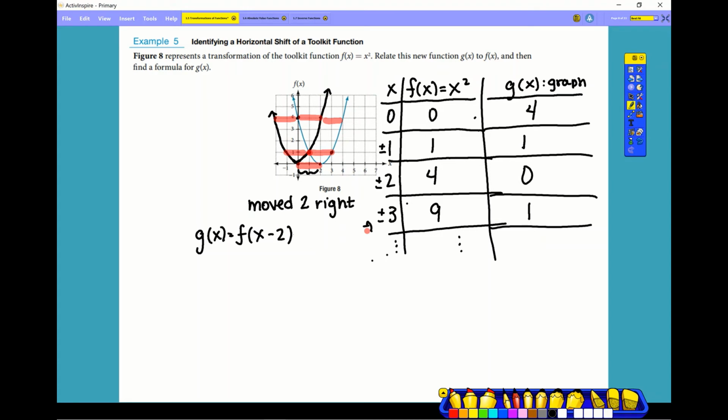Remember, because the sign is opposite of what it did. So that's going to equal x minus 2 squared. And if we want to carry that out, which we do because we need a formula, it would be x squared minus 2x minus 2x plus 4. That's what it would be. It's a formula.